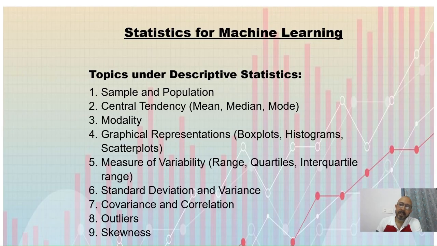Topics under descriptive statistics: sample and population, central tendency, mean, median, mode, modality, graphical representation, measures of variability, standard deviation and variance, covariance and correlation, outlier, skewness. These are very important things. Sixth and seventh points also.